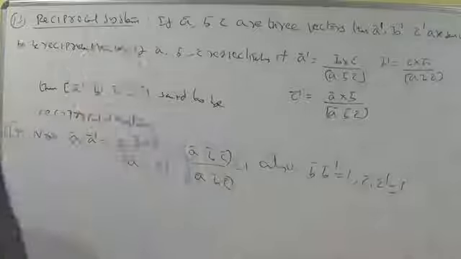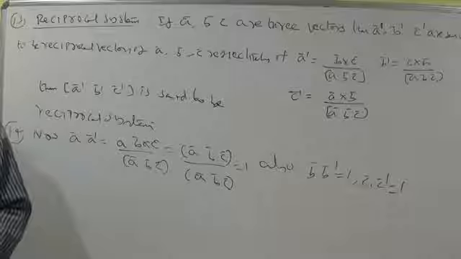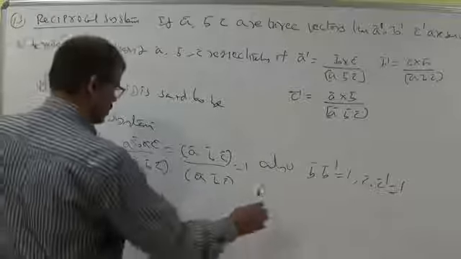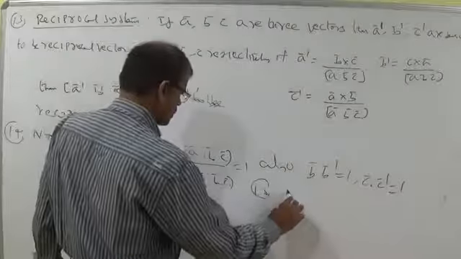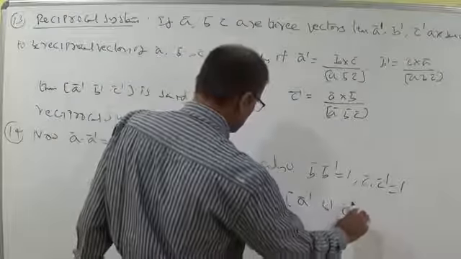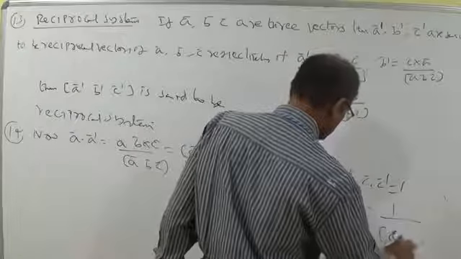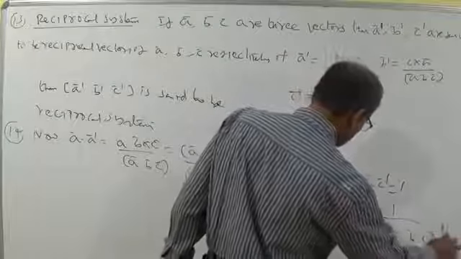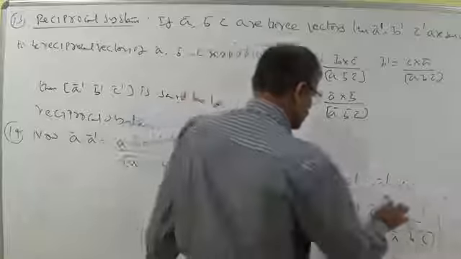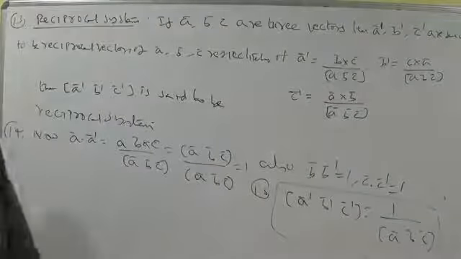These are said to be the reciprocal system of vectors. Next, we can also say that box A dash B dash C dash is equal to 1 by box ABC. Simply, the notation is reciprocal. The definition is reciprocal, written in the form of mathematical symbols. That's all.